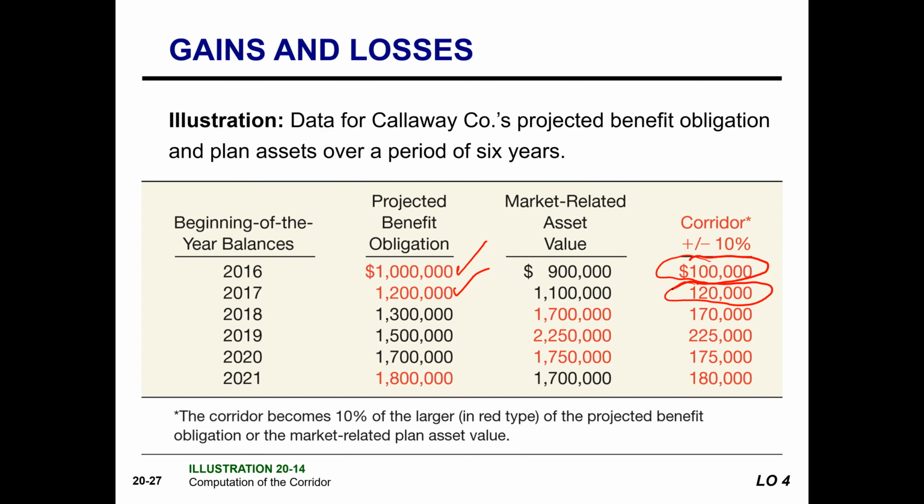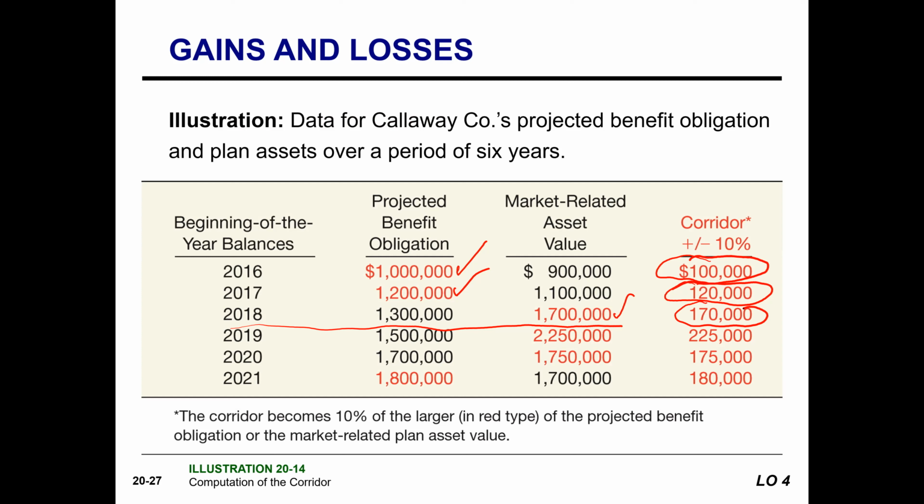I'll go through one more of these. In 2018, the projected benefit obligation was 1.3 million. Market related asset value was 1.7 million. So we're going to use the 1.7 million to calculate the corridor. We multiply that by 10%. Again, that's 170,000 plus or minus. So whether we have gains greater than 170,000 or losses greater than 170,000, we're going to have to amortize that if it doesn't fall within the corridor.